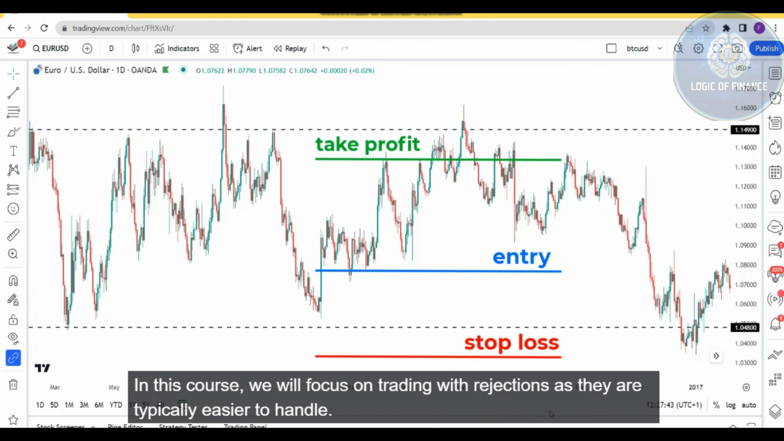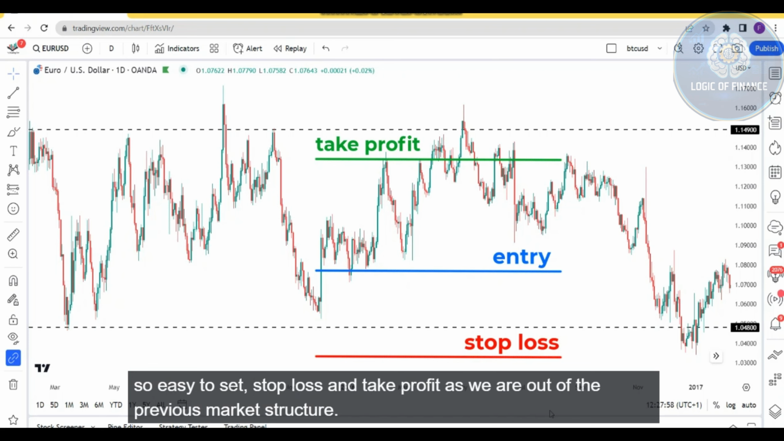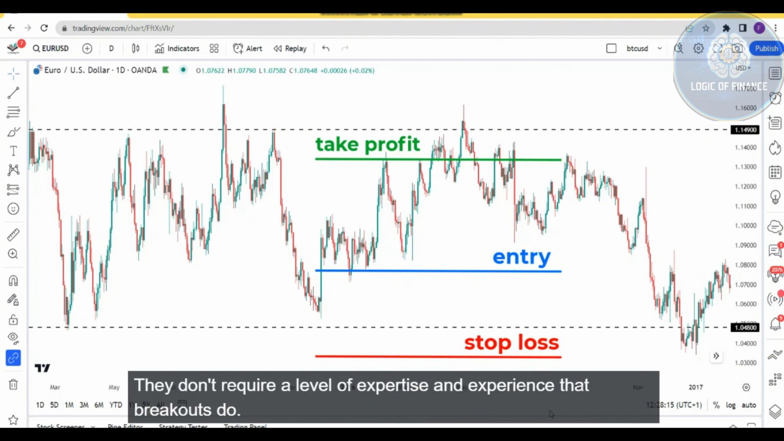In this course, we will focus on trading with rejections, as they are typically easier to handle. Breakouts can be more complicated to trade, because it's easy to see where to place the trade, but not so easy to set stop loss and take profit, as we are out of the previous market structure. I have an advanced course on chart patterns in which I also share how to trade breakouts. This is a beginner's course. My advice is stick with rejections. They don't require a level of expertise and experience that breakouts do.